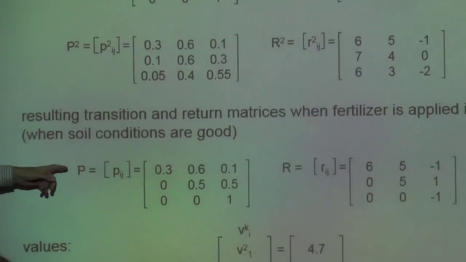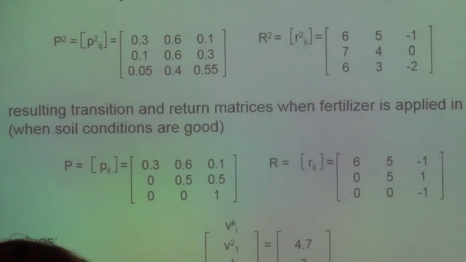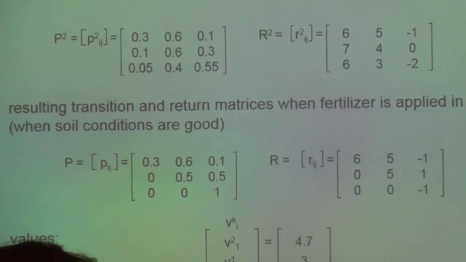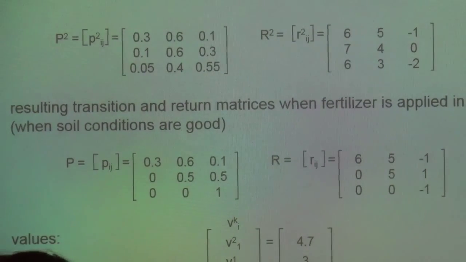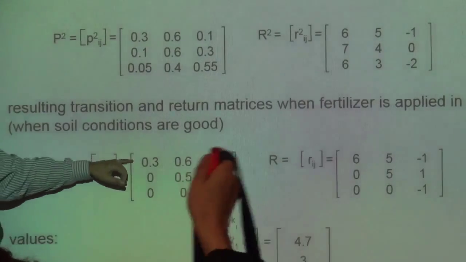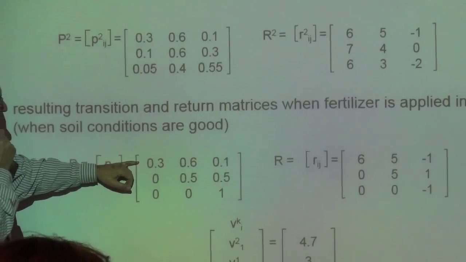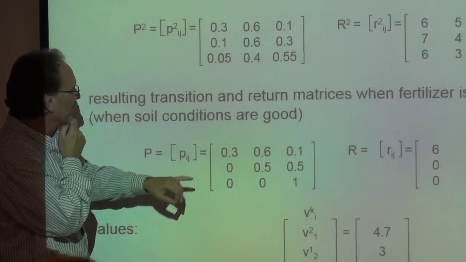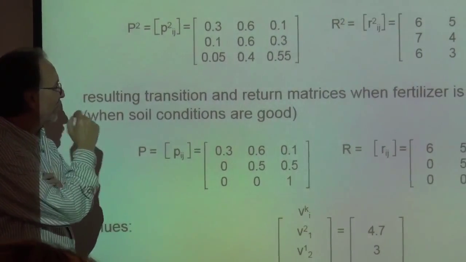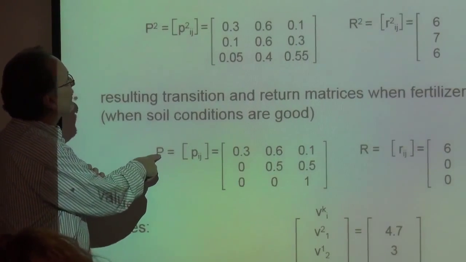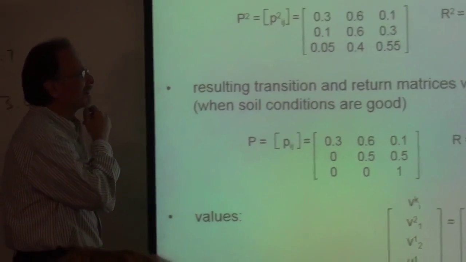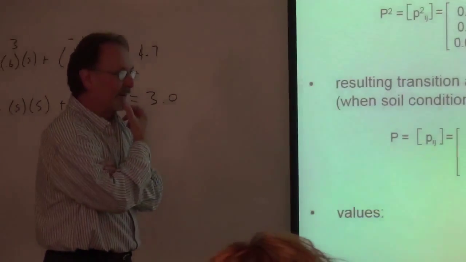Well, that's because this is a specific policy of applying fertilizer if conditions are good, but then never fertilizing if it's fair or poor. And we don't give that a superscript designation. It's just whatever our current proposed policy is. Does that help?